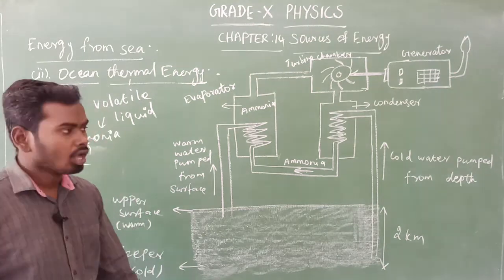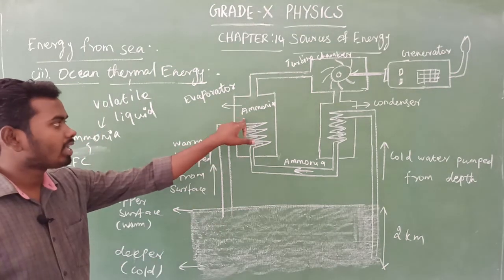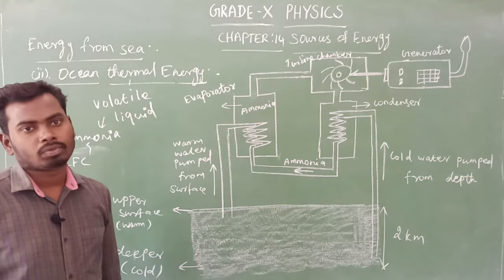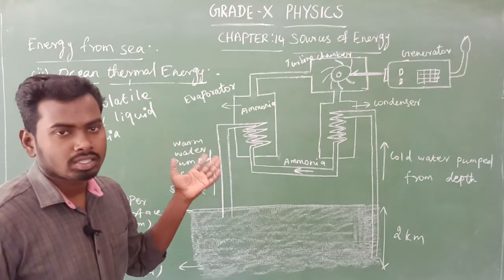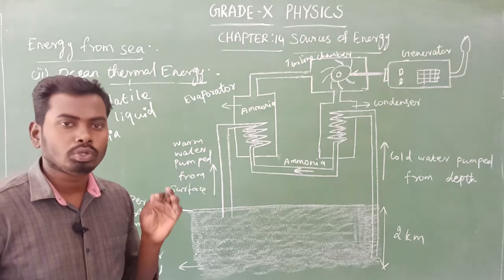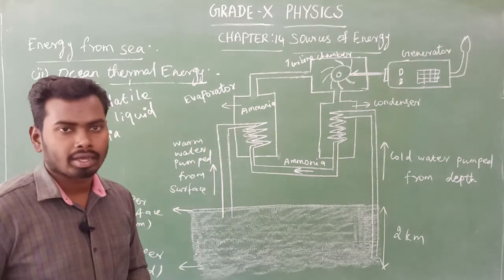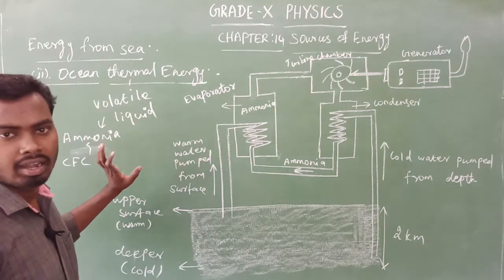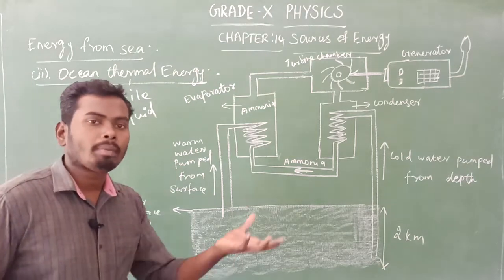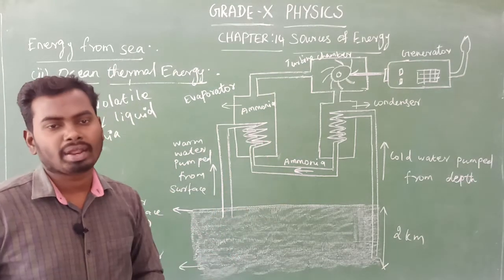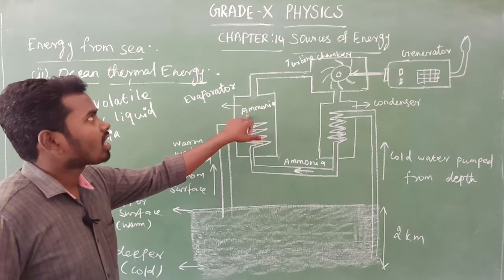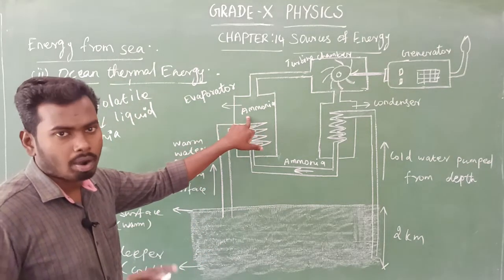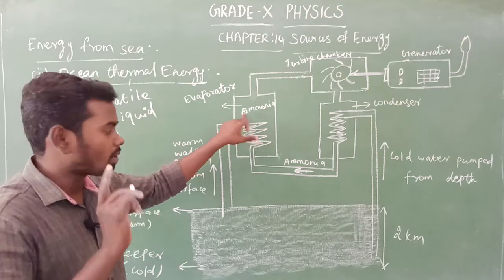In the evaporator there will be ammonia, the liquid form of ammonia, or otherwise sometimes CFC, chlorofluorocarbon, is also used, because both are volatile liquids. They get easily evaporated at normal temperature. So inside the evaporator there will be the liquid form of ammonia.